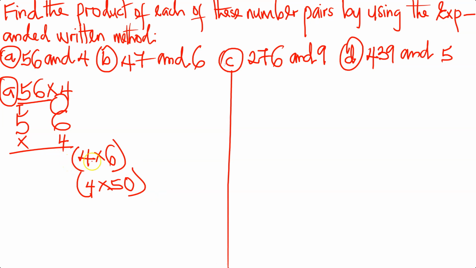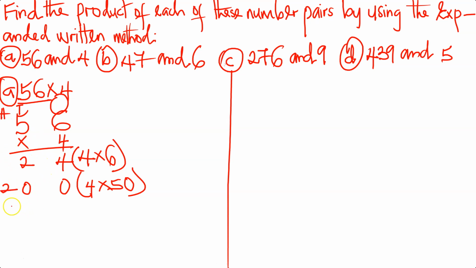In that case, 4 multiplied by 6 gives me 24. Remember how to place your values. The 4 is in the ones place, while the 2 comes in the tens place. 4 multiplied by 50 is 200. So I'm going to write 0, 0, 2. 2 is now in the hundreds place.